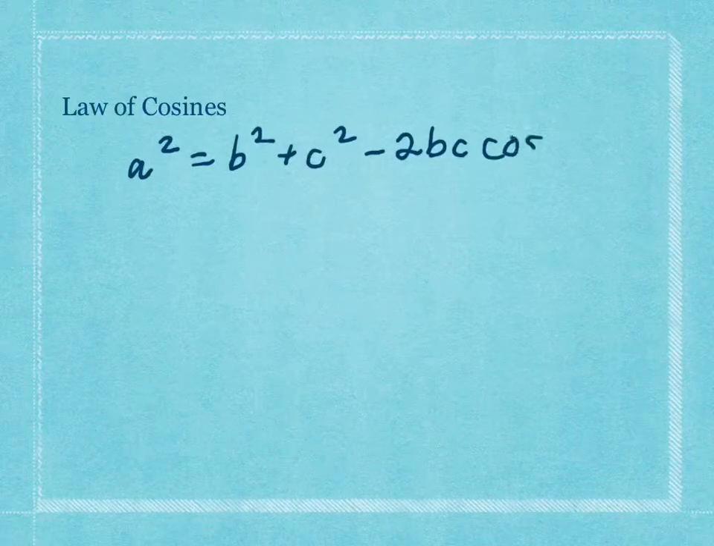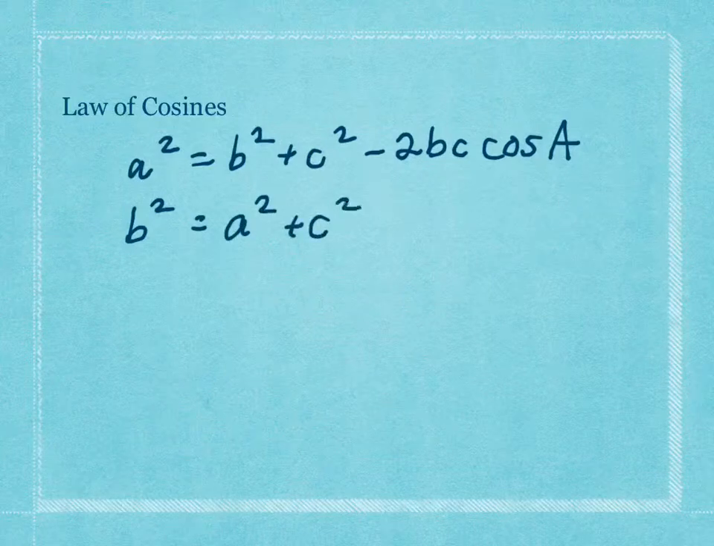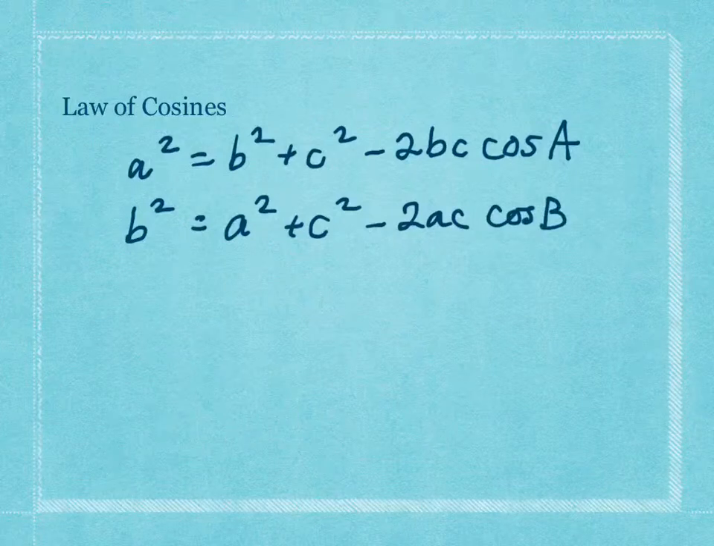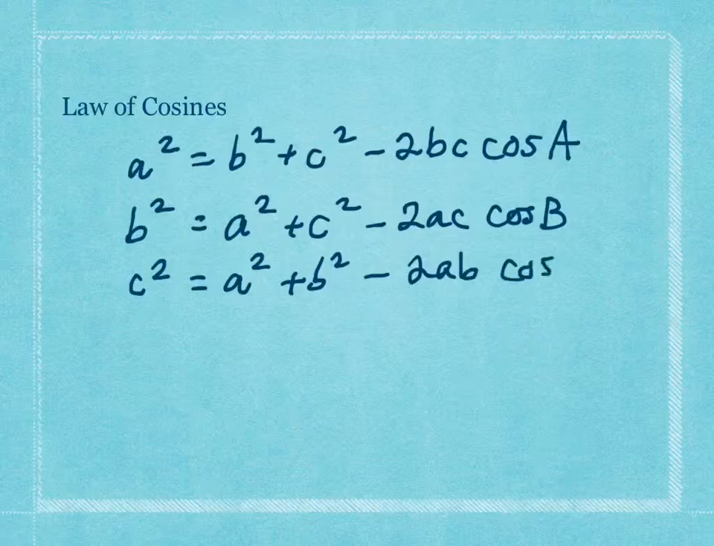One of them is that a squared equals b squared plus c squared minus 2bc cosine of angle A. The second one is b squared equals a squared plus c squared minus 2ac cosine B. And the last one is c squared equals a squared plus b squared minus 2ab cosine of C.